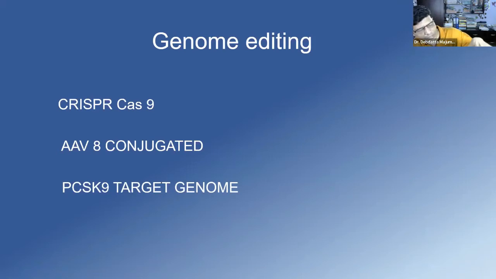It will bind by Watson-Crick base pairing to that sequence which is coding for PCSK9, and that Cas9 will cut that sequence. So you are actually editing your DNA. What more can we want? So that your PCSK9 synthesis is inhibited for your lifetime. It is targeted with an adeno-associated virus 8, and the target gene right now is PCSK9.